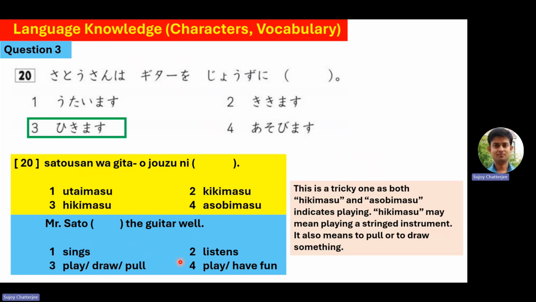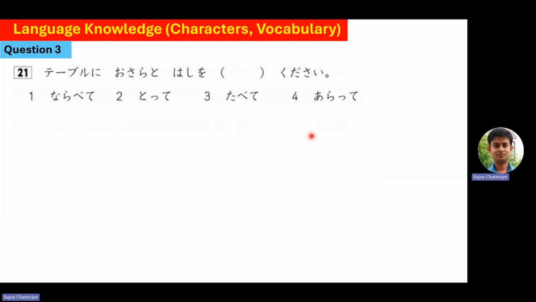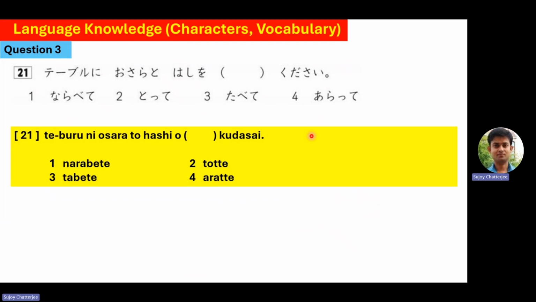So just keep this in mind: the options that will be provided will be very confusing and very close, to confuse you, because many people will select asobimas because that means to play. One more question of this question type, question 21, which is Teburu no osara to hashi o dashite kudasai.